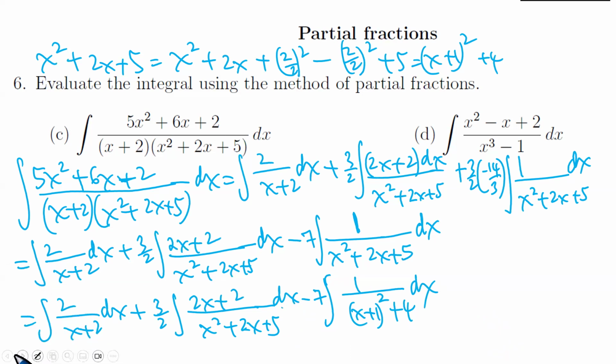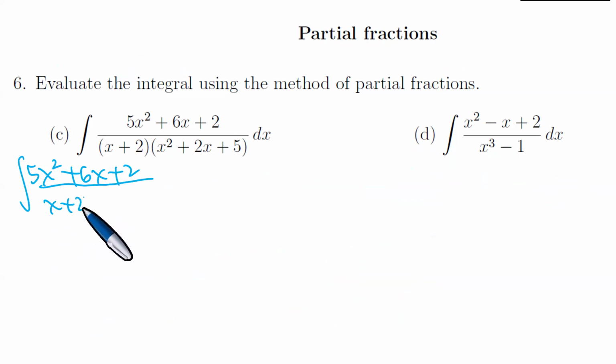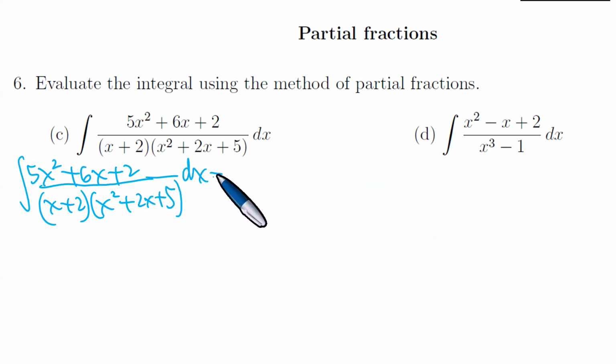We still have the integral. We still have the integral of 6x together with 2, x plus 2, over x squared plus 2x plus 5 dx. So we have the following.